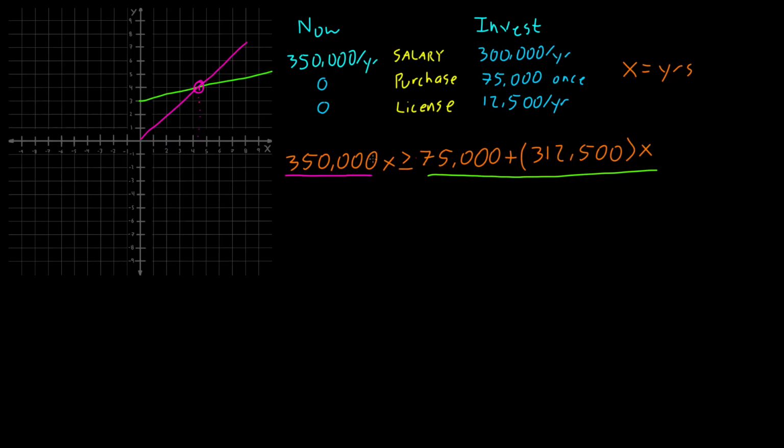You can see that if this is y equals mx plus b, the m here is 312 versus 350. So you can see this one's going to be steeper. Let's just start doing the math here. The first thing that we want to do is get all the x's on this side. We're just solving this like a normal inequality. So we're going to subtract away this 312,500x from each side.